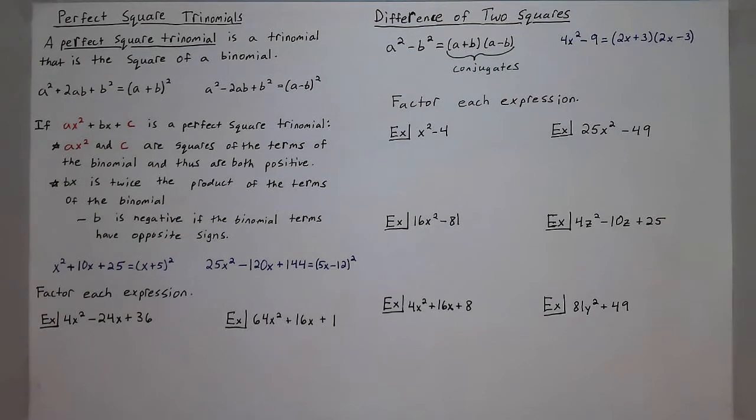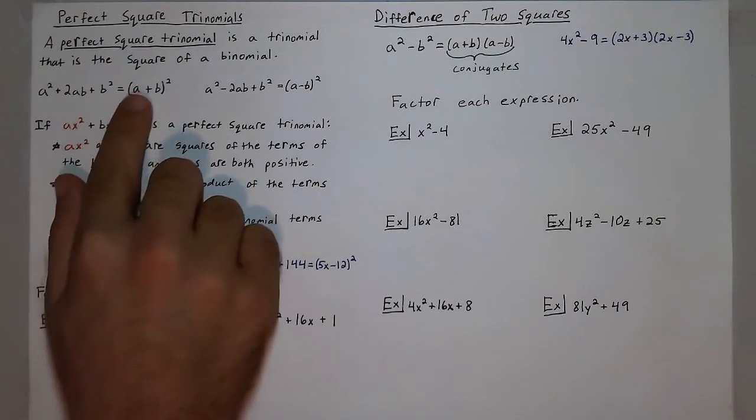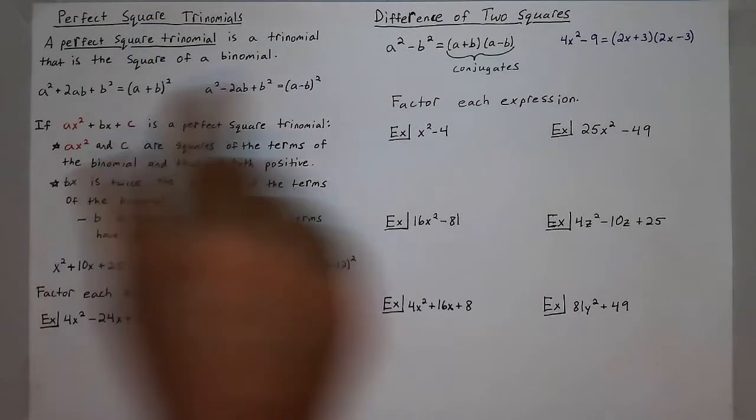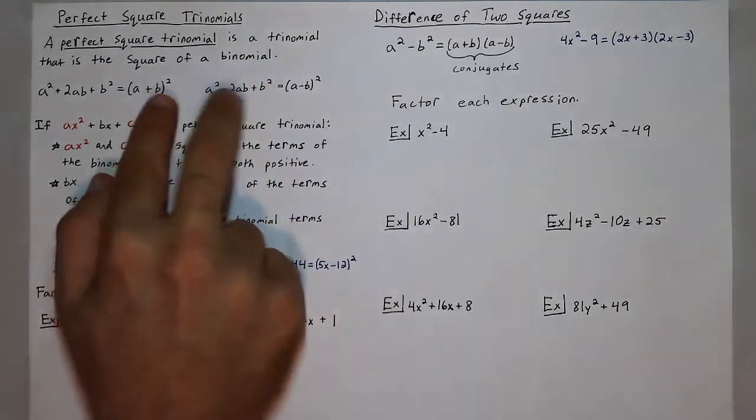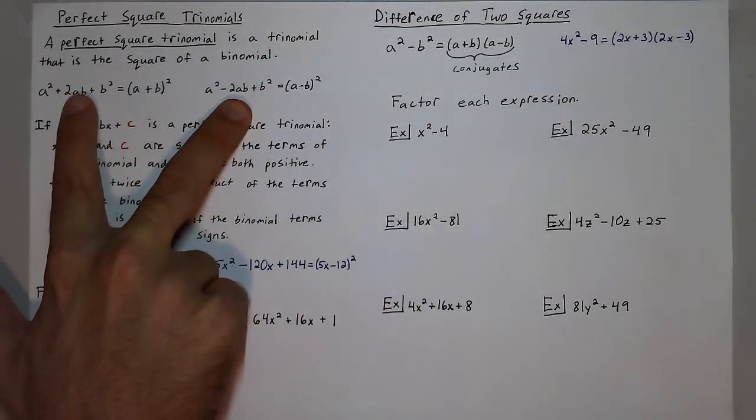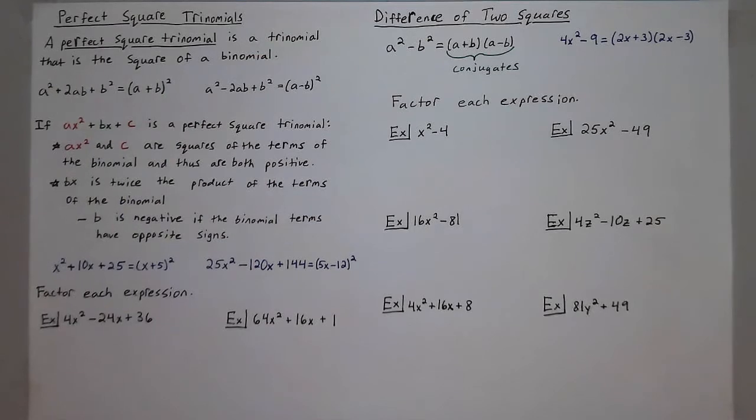In this video, we are going to learn about perfect square trinomials and difference of two squares. Now, a perfect square trinomial is a trinomial that is the square of a binomial. So if you have two terms being added or subtracted together, the resulting trinomial from squaring it is a perfect square trinomial.